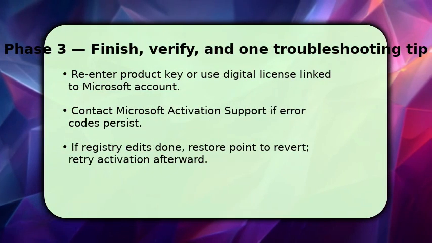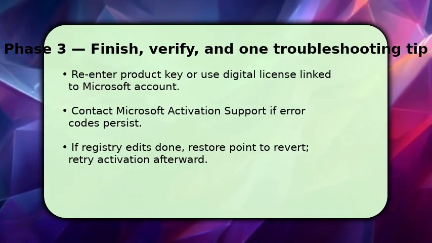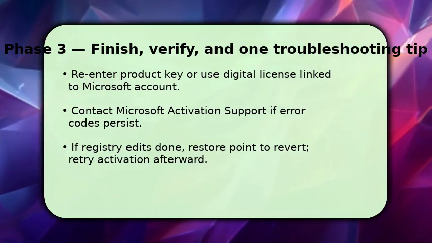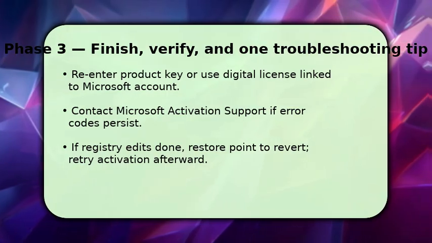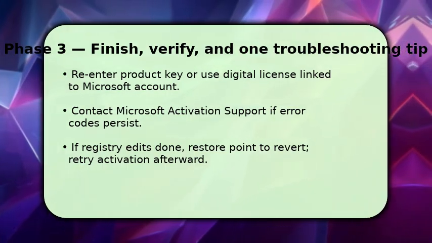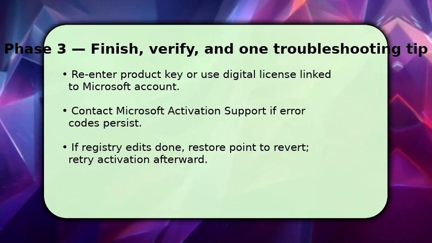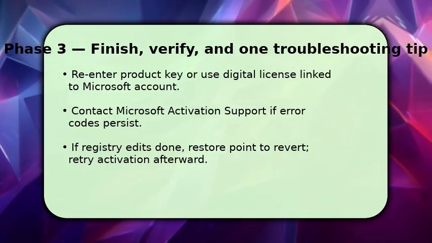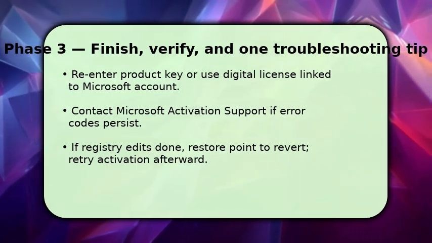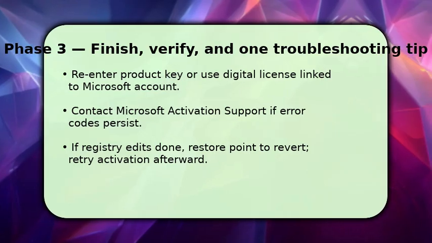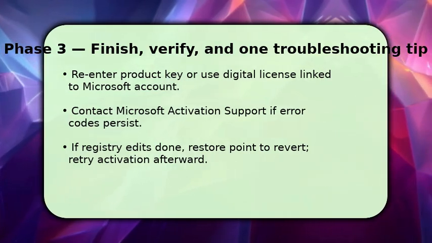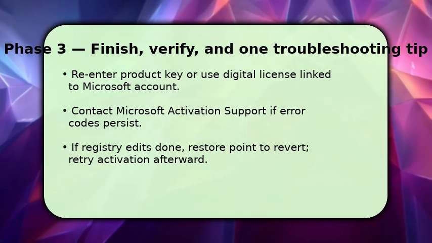Finish by confirming activation and addressing stubborn failures. Re-enter the correct product key or sign in with the Microsoft account tied to your digital license. This often clears persistent notifications. If errors persist, note the code and contact Microsoft Activation Support for a validated resolution. Agents can validate hardware ID and issue a fix.